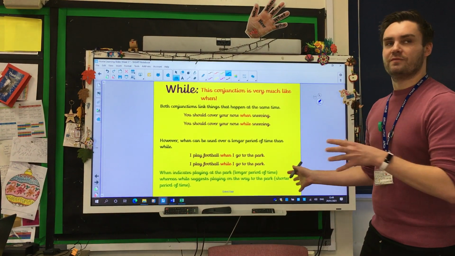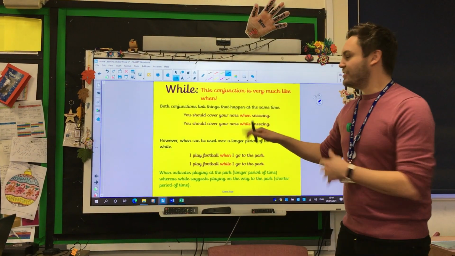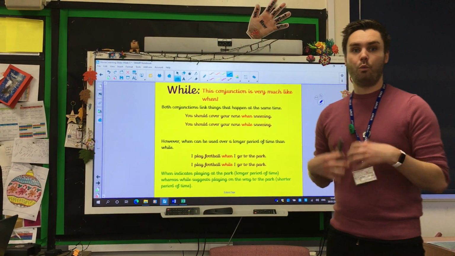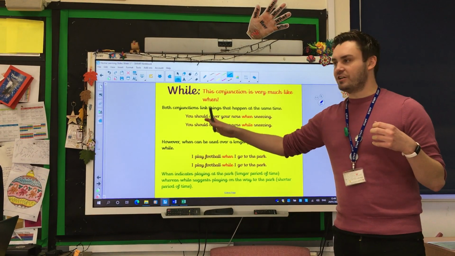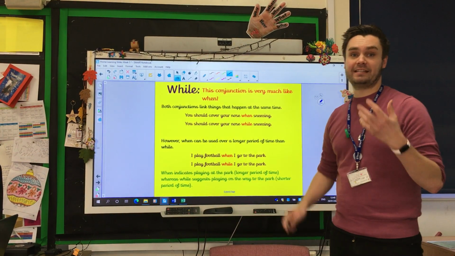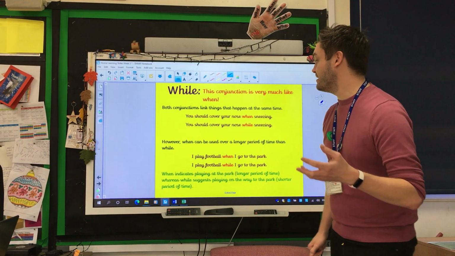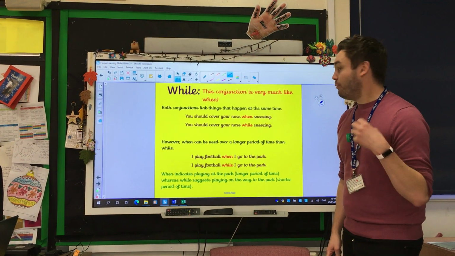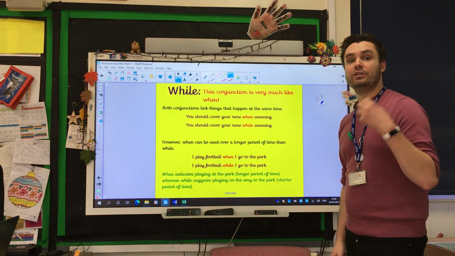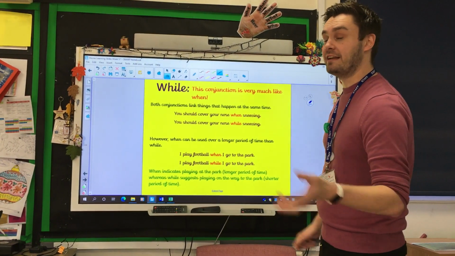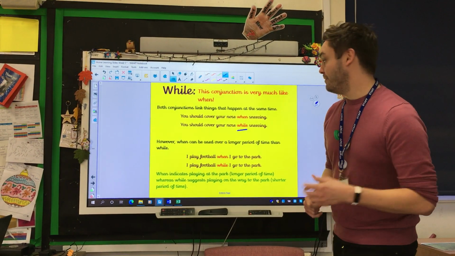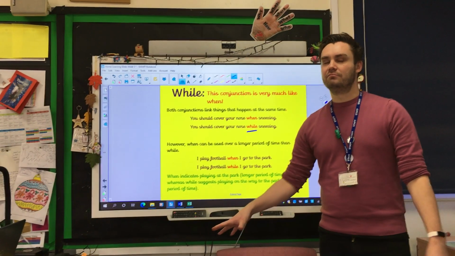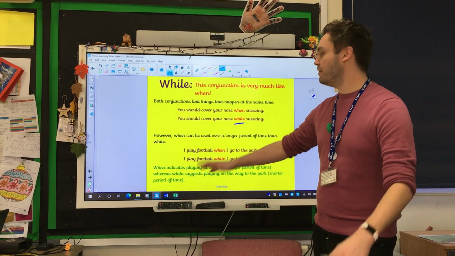There's a lot of things here, but don't worry, it will make sense. This conjunction is very much like when. Okay, but there are a few subtle differences. Both conjunctions link things that happen at the same time. So, for instance, you might say, you should cover your nose when sneezing. You should cover your nose while sneezing. Both sentences make sense while just making that slightly bit more exciting. However, another fun conjunction there, love that one.